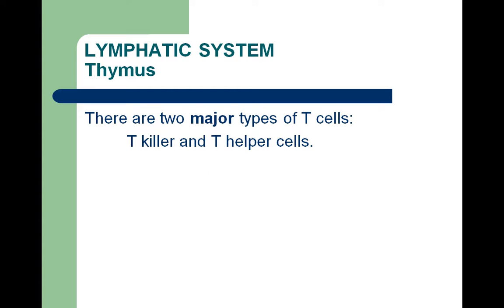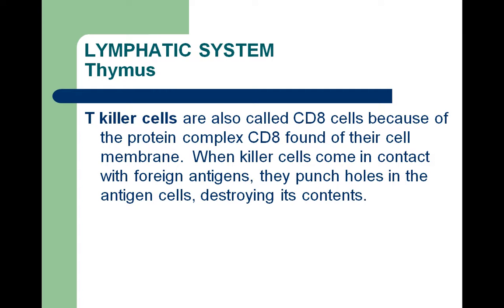There are two major types of T cells, and now we're going to talk a little bit more in depth about the immune function of the lymphatic system. So the major types of T cells are T killer cells, and they're sometimes called cytotoxic cells, also T helper cells. So the cytotoxic cells or T killer cells are sometimes called CD8 cells. This is just a taxonomy to differentiate the different types of T lymphocytes. Killer cells are named so because they actually phagocytize antigens.